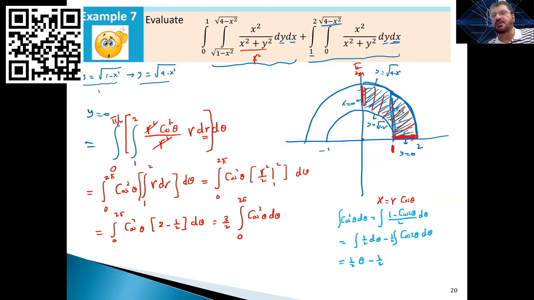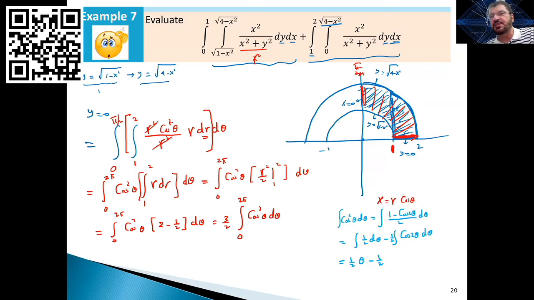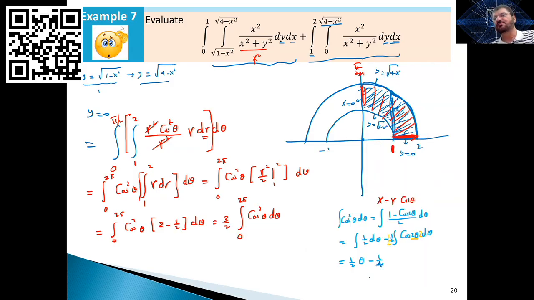Now look at this one, guys. To integrate cosine 2 theta, what do I need? I need the derivative of the angle. What's the derivative of 2 theta? It's 2. There is no 2 here, so I'm going to multiply inside by 2 and outside by half. Half times half is 1/4, so the answer is going to be here 1/4. Then what's the integration of cosine? It's sine 2 theta.